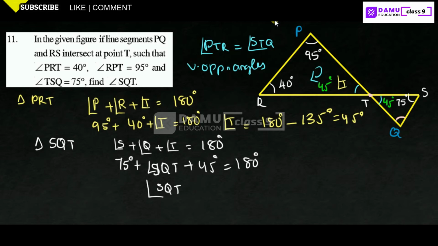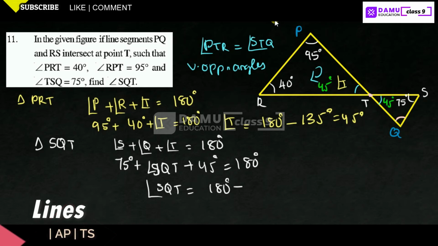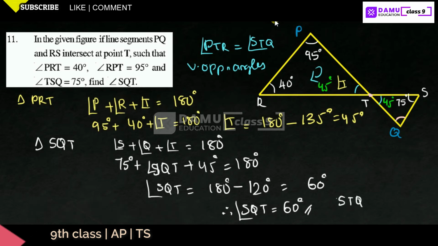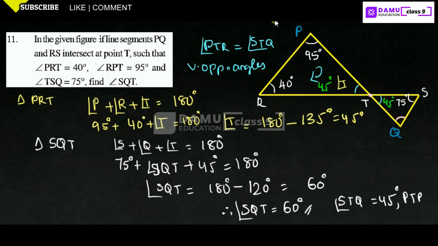Then angle SQT will be equal to 180 minus (75 plus 45). 75 plus 45 will be equal to 120 degrees. Therefore angle SQT will be equal to 60 degrees, and we can find angle STQ will be equal to 45 degrees and angle PTR will be equal to 45 degrees. Like this we need to find.